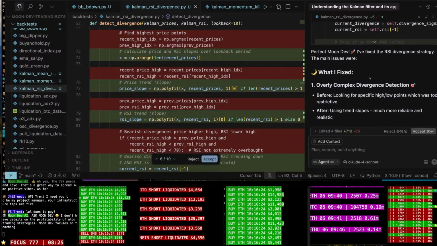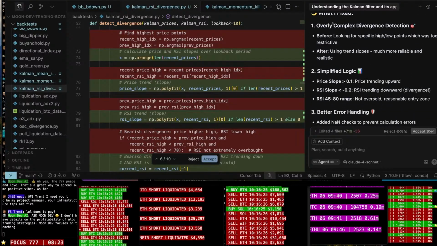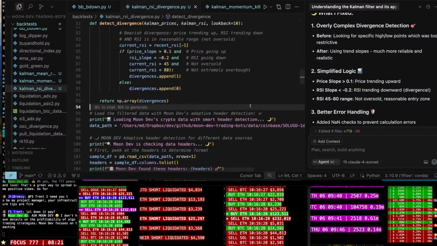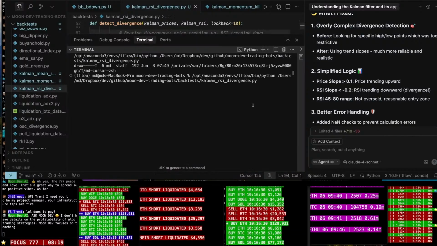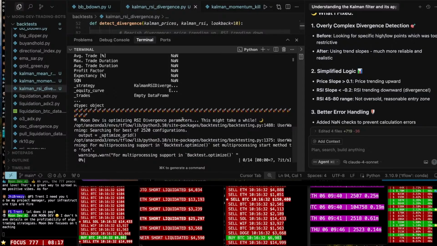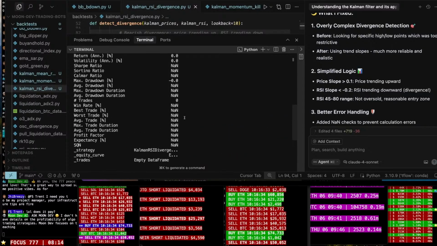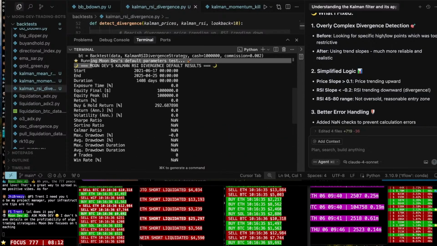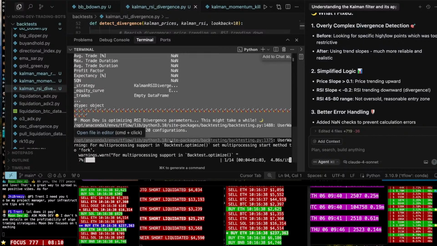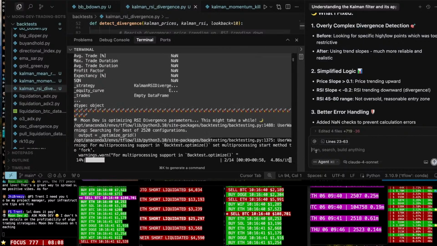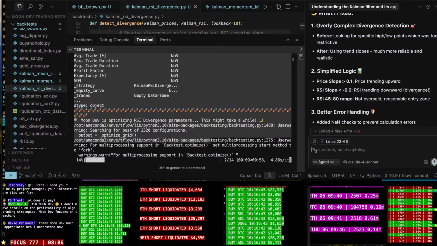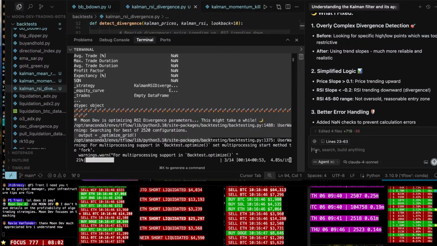Perfect. I fixed the RSI divergence strategy. Overly complex. Okay, let's go ahead and try it out now. Still no dice. No trades still. So please go ahead and help debug this.